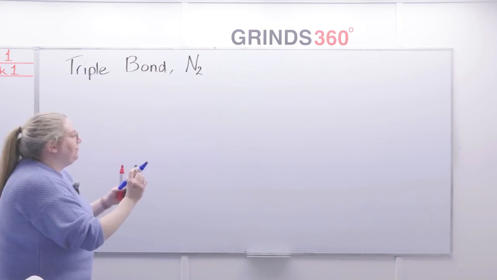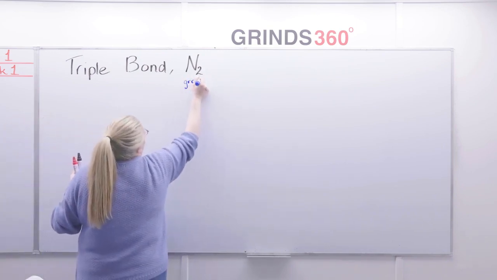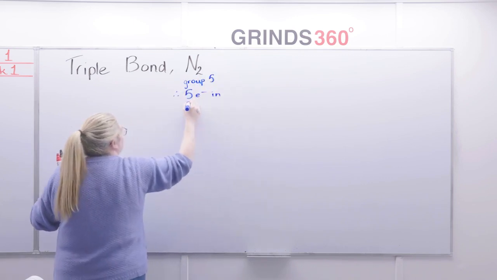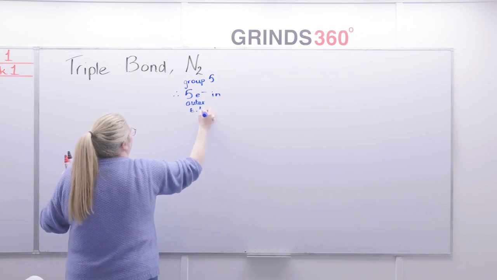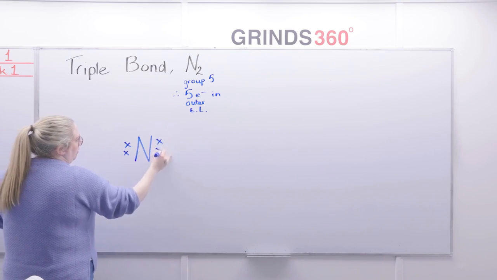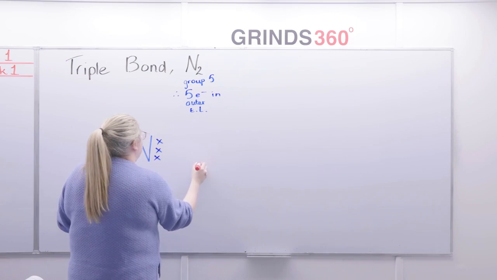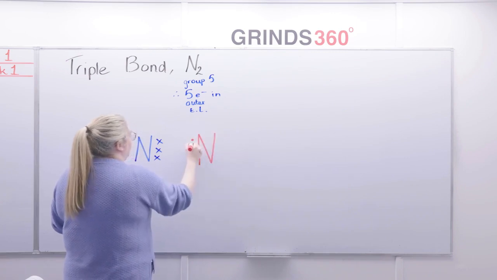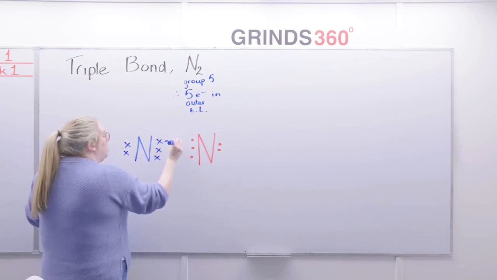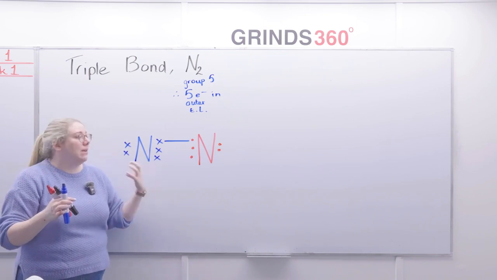Now, nitrogen is in group 5 of the periodic table. That means it has 5 electrons in the outer energy level. It needs 3 more electrons for a stable outer octet. Now we put in our second nitrogen atom. If we form one bond between those 2 nitrogen atoms, neither of them have a stable outer octet. They both now have 6 electrons.